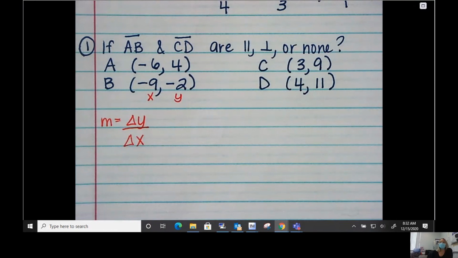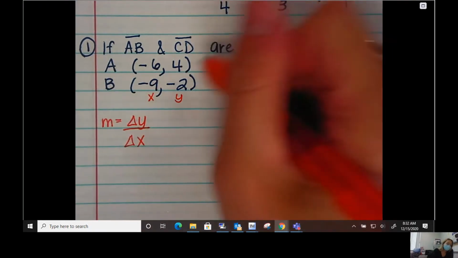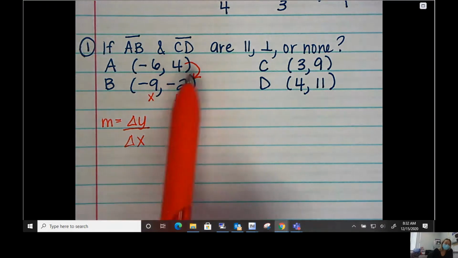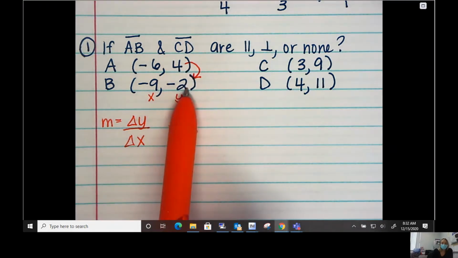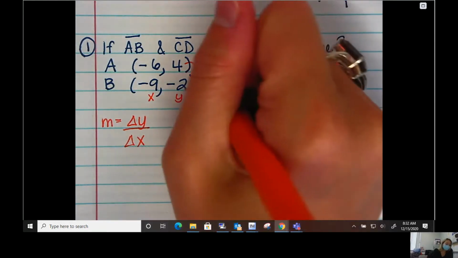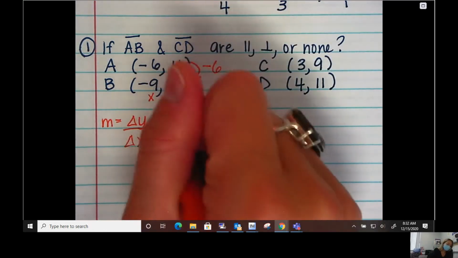So I want to know, how did the y coordinates change? As I went from A to B, how did my y coordinates change? In other words, how do you get from 4 to -2? Do you have to add or subtract? Subtract. And how many do you have to subtract? You subtract 6, right? You're getting smaller by 6. So that's a -6.